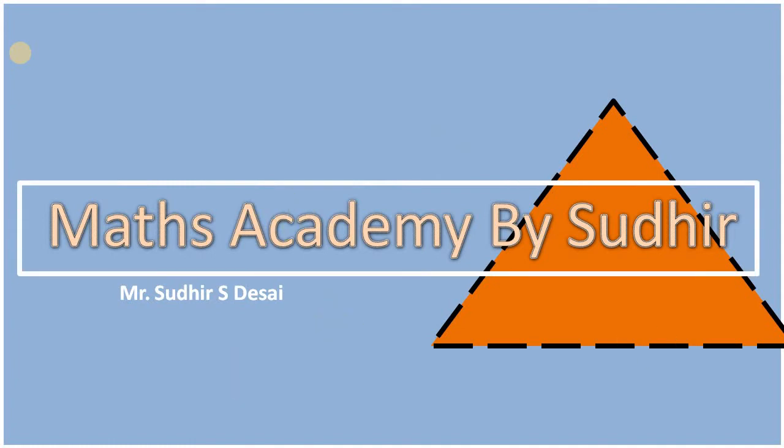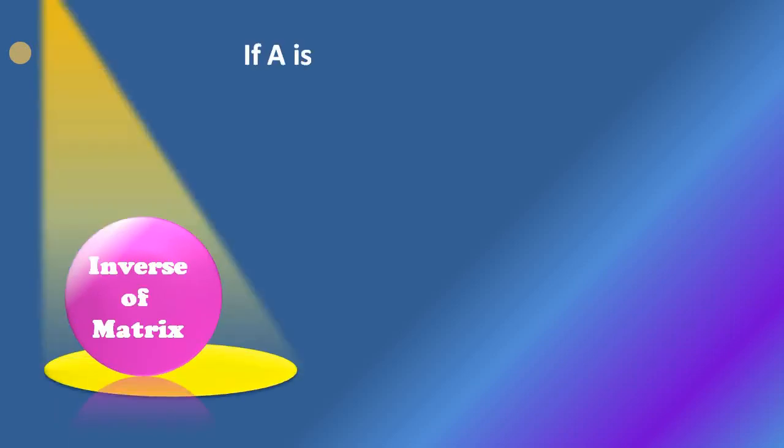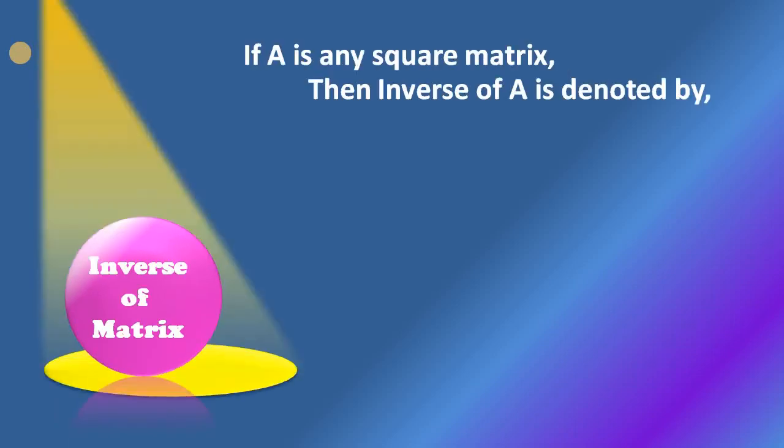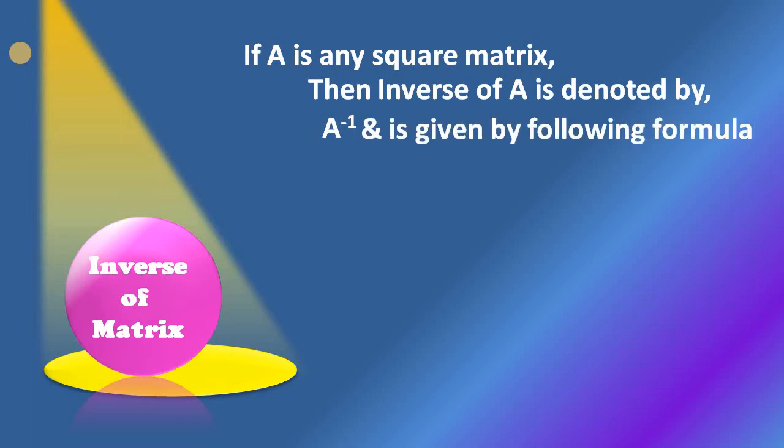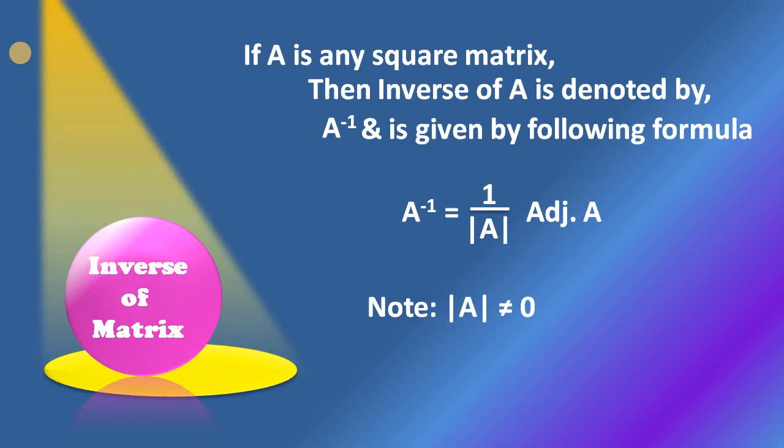So in this video lecture we are going to study inverse of matrix A using adjoint method. So let us see what is the definition of inverse of matrix. If A is any square matrix, then inverse of A is denoted by A to the power -1, and it is read as A inverse and is given by the following formula. A inverse is equals to 1 upon determinant of A into adjoint of A. Here note that determinant of A should not be equals to 0.